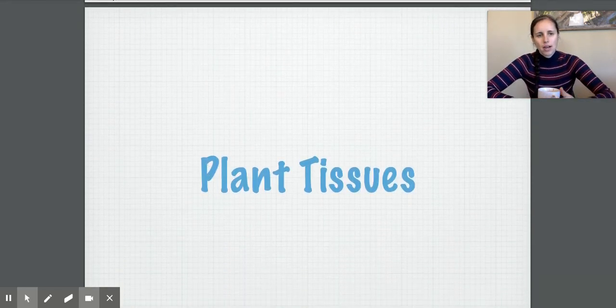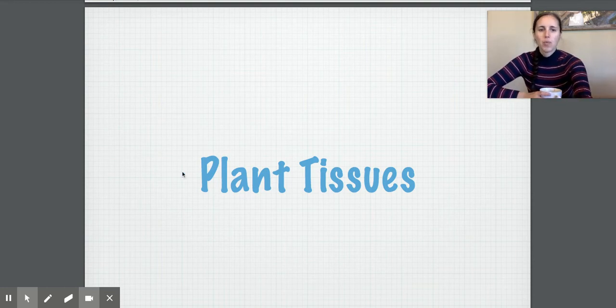So those were our kind of organ systems. Now we're going to go ahead and talk about the different plant tissues and what they do for the body.